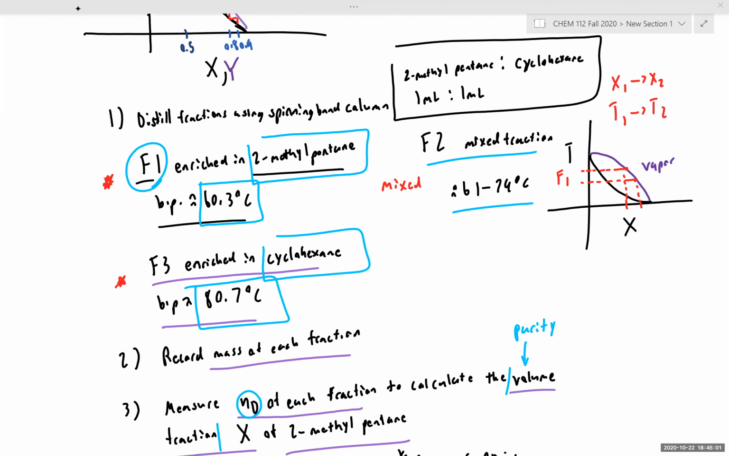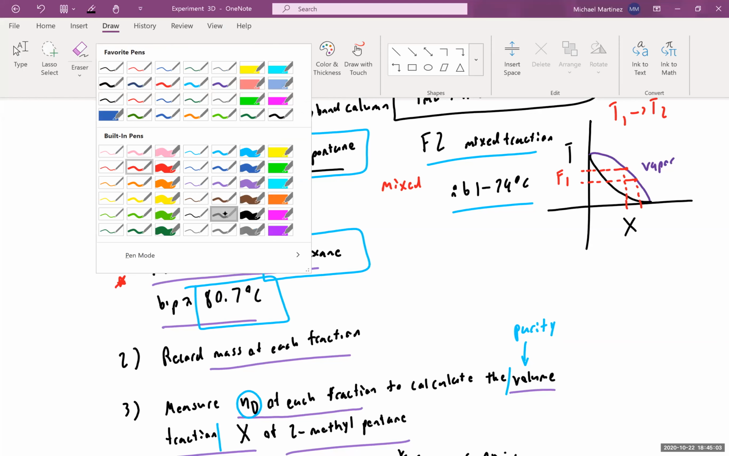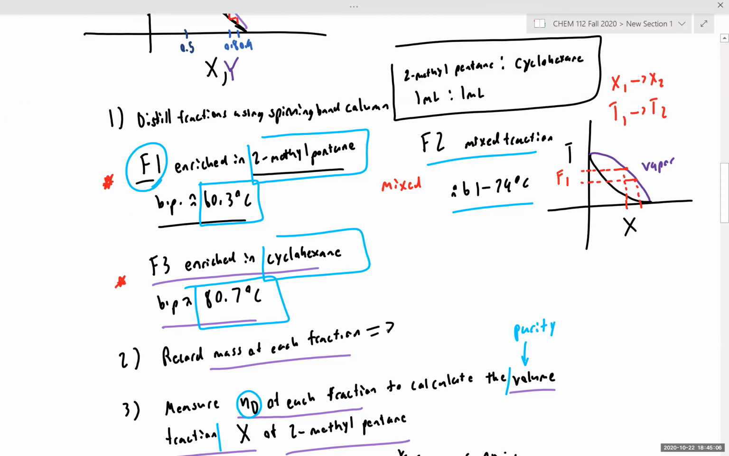Okay, then we are going to measure the mass of each fraction. By measuring the mass of each fraction, we can calculate the percent recovery.